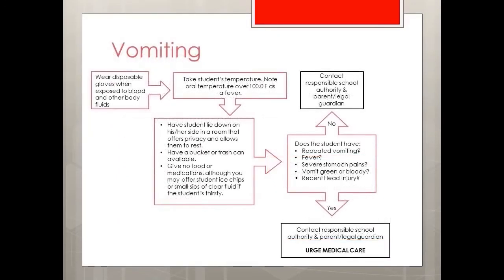When an individual is vomiting, you will want to wear gloves and protect yourself from that person's bodily fluids. Next, attempt to take the person's temperature. A temperature of over 100 degrees Fahrenheit is considered a fever. Have the individual lie down on their side in a private room where they can rest and have a bucket or trash can nearby. Do not give the individual food or medication, only sips of water or ice chips as tolerated. If the individual has repeated vomiting, fever, vomit is green or bloody, or if recently had a head injury, you will need to call the guardian and urge medical care.